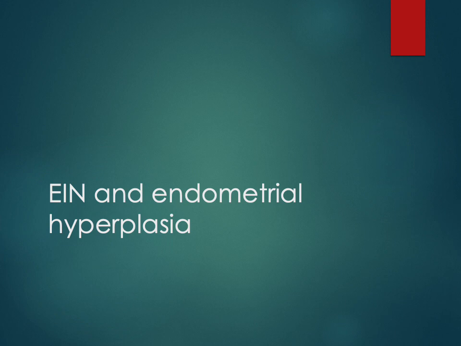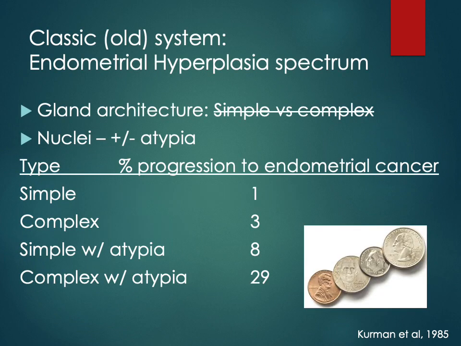So we'll shift gears now and talk a little bit about endometrial. I'll start off with endometrial intraepithelial neoplasia and endometrial hyperplasia. There's this classic old system that's probably still in a lot of your textbooks that looks at the histology of endometrial biopsy and classifies it as simple or complex, or simple with atypia or complex with atypia. So the gland architecture is described as simple or complex, and the nuclei as atypical or with no atypia. And then classically, the risk of progression to endometrial cancer is described.